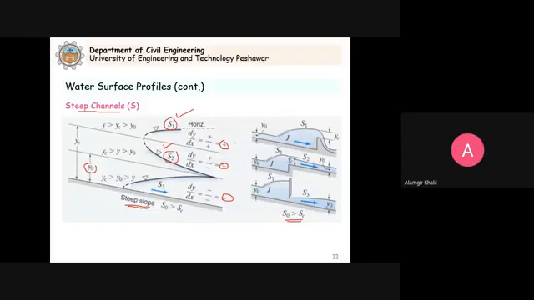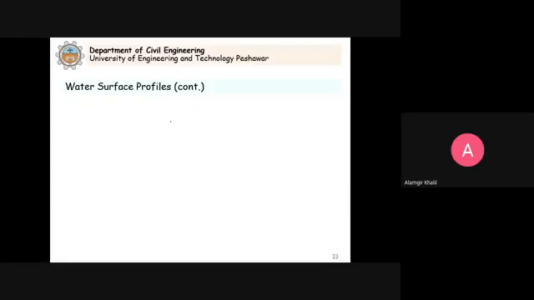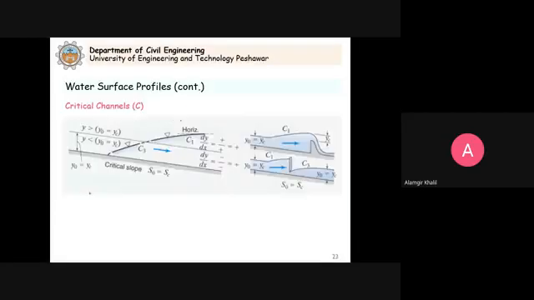Now let us come to the critical channels. So in case of critical channels here, you see only 2 profiles possible, because Y naught is equal to YC. So the depth cannot be between the two, because Y naught is equal to YC. So that's why C2 profile is not possible. It is not possible. So either we have C1 profile or we have C3 profile.